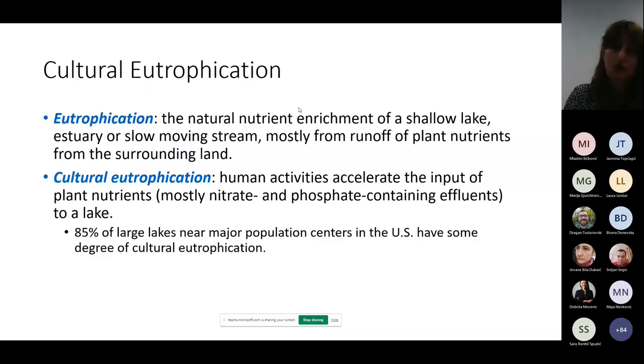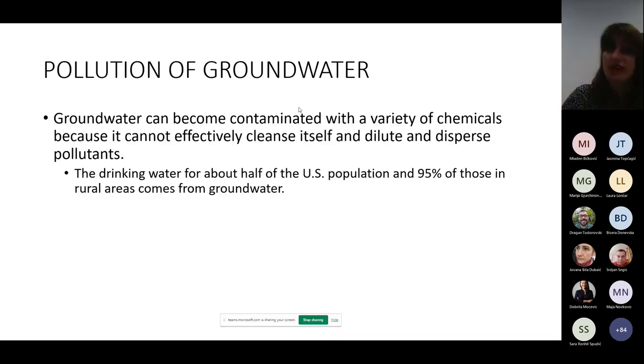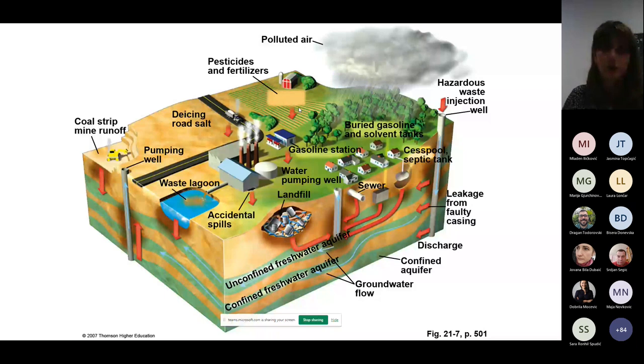So eutrophication is a natural process of enriching aquatic ecosystems with nutrients, but we have a huge problem in the region with cultural eutrophication. Human activities accelerate the input of plant nutrients such as phosphorus and nitrogen and trigger eutrophication of lakes, ponds, and finally canals and rivers as well. So as I said, groundwater can be contaminated as well. And we should think about this problem when we are communicating and preparing some campaigns, actions, and articles.